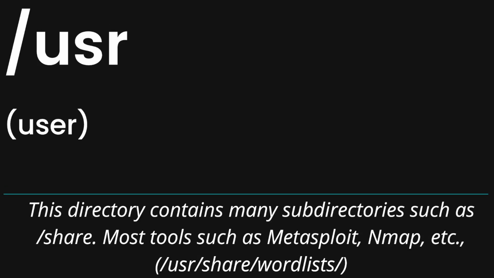So the next one is going to be the /usr, or user, and this pretty much contains the subdirectories such as /share, which contains a lot of tools for hacking, such as Metasploit, and you have Nmap and a lot more. And /usr/share/wordlists contains all the dictionaries that hackers use during brute forcing. So you will be learning a lot more about this path right here.